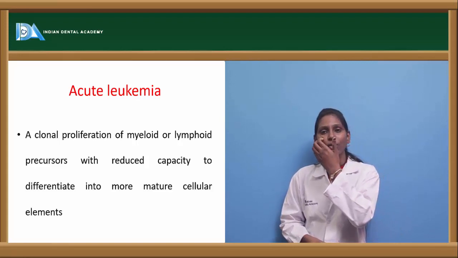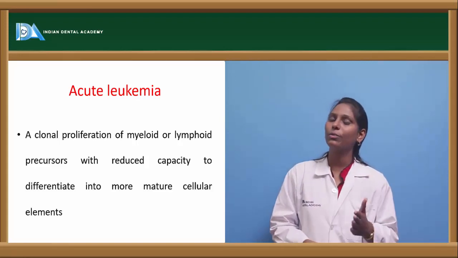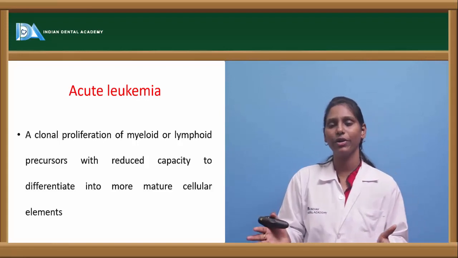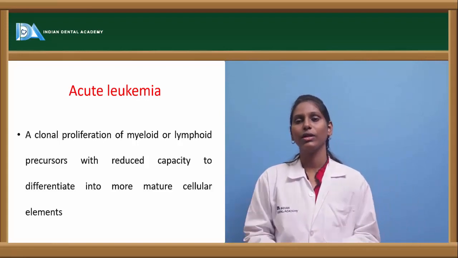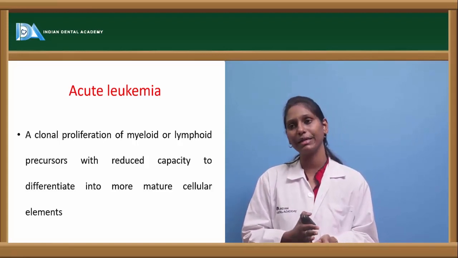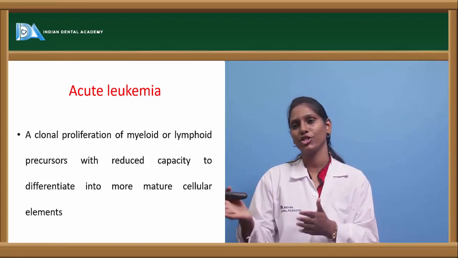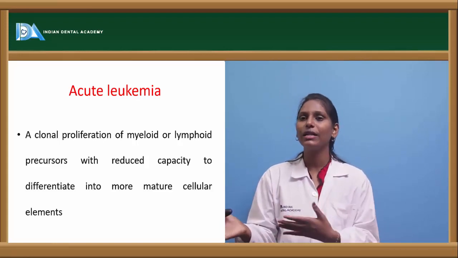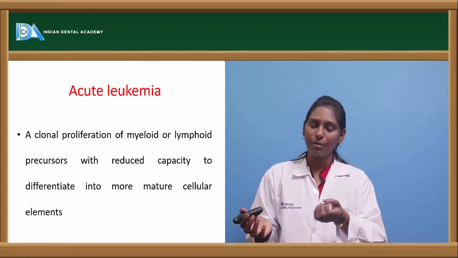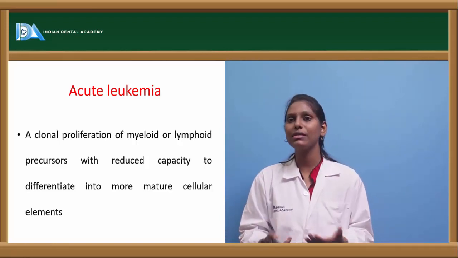Now coming to acute leukemia, as I already told, it could be of the myeloid or lymphoid series, a precursor clonal proliferation. It is a clonal proliferation of myeloid or lymphoid precursors with reduced capacity to differentiate into more mature cellular elements. In short, the myeloid or lymphoid precursors are present in an immature form in the circulating blood.